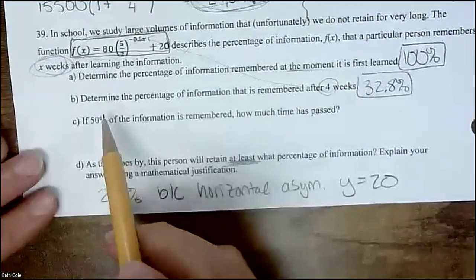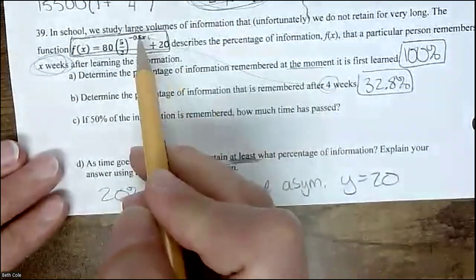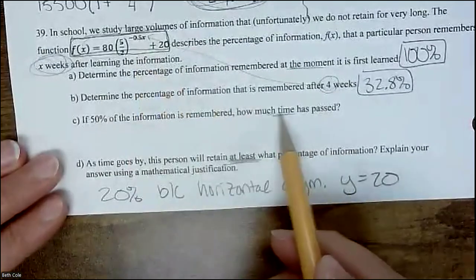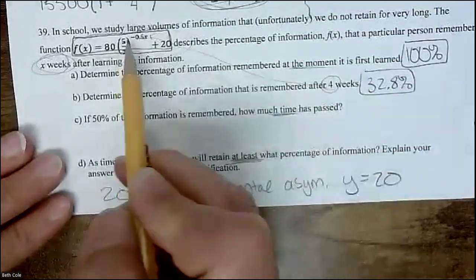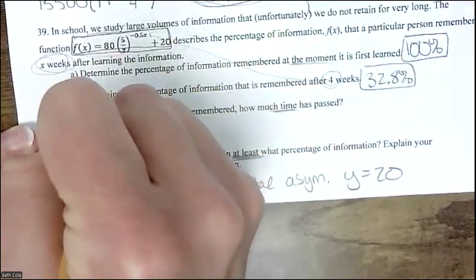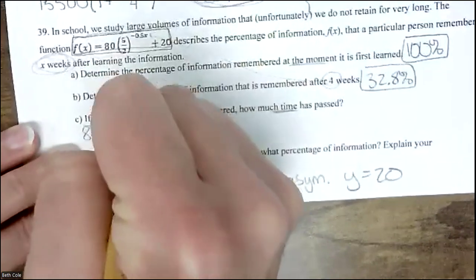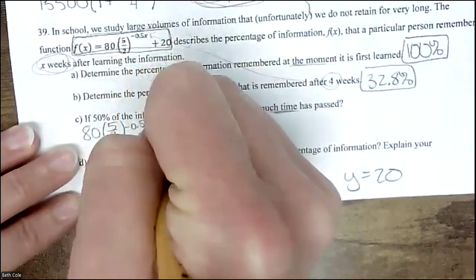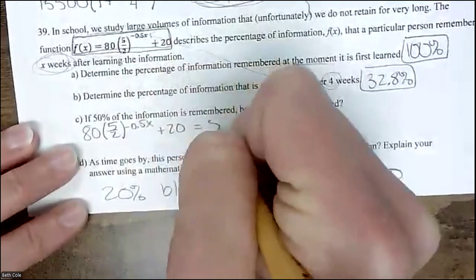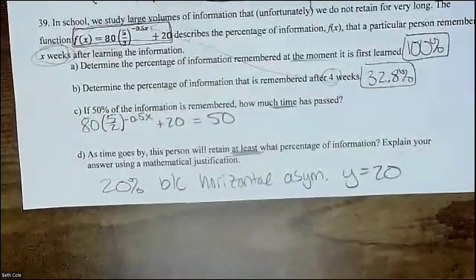All right, last one. Now this is kind of backwards. Here we took the 4 weeks and just plugged it in. This one's asking you for the number of weeks, how much time. So you're going to take this whole equation. I'm sorry, but not really. You'll be okay. You're going to take the whole thing and set it equal to 50.